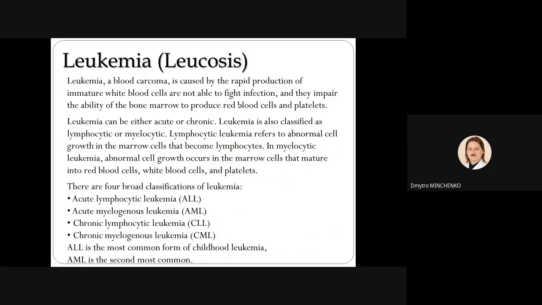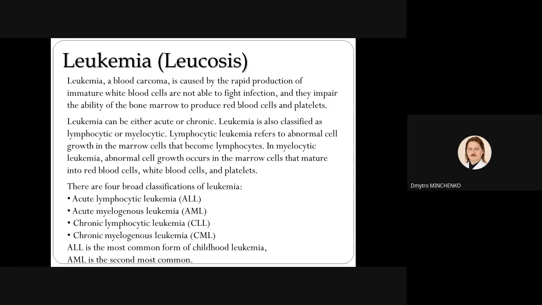Leukemia. Leukemia is a blood carcinoma. It's caused by the rapid production of immature white blood cells that are not able to fight infections. They impair the ability of the bone marrow to produce red blood cells and platelets. Leukemia can be either acute or chronic. Leukemia is also classified as lymphocytic or myelocytic.